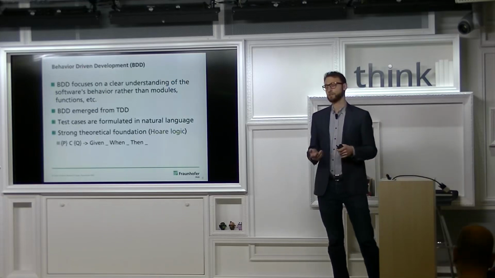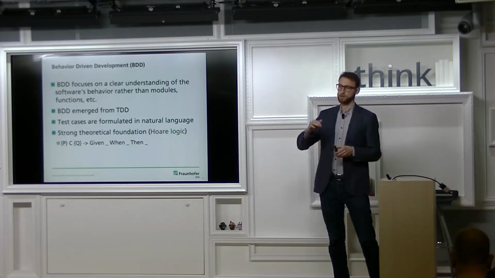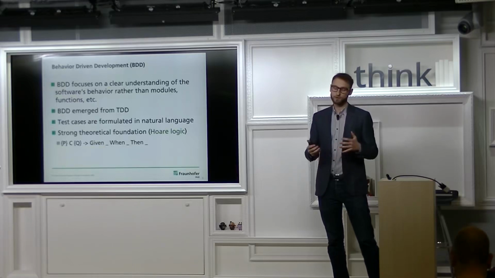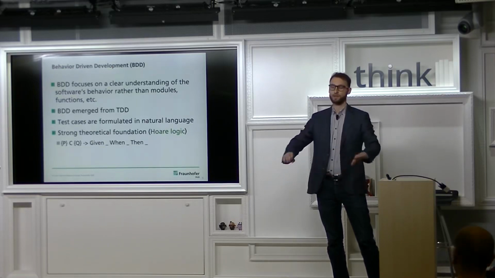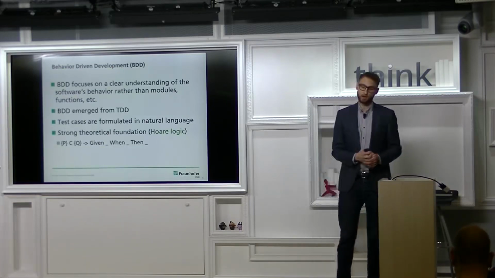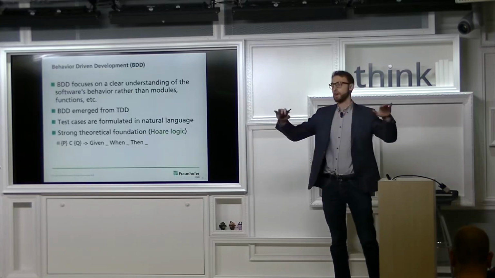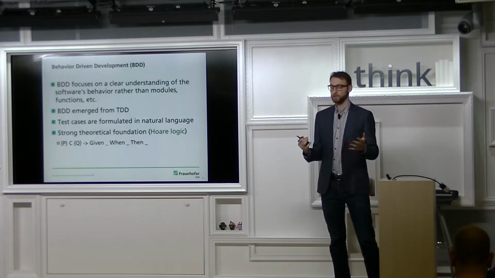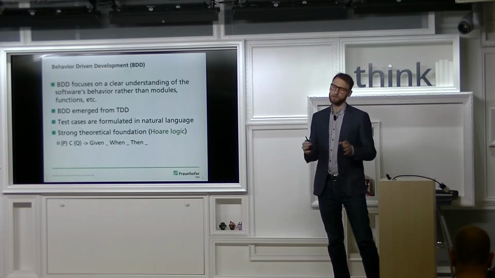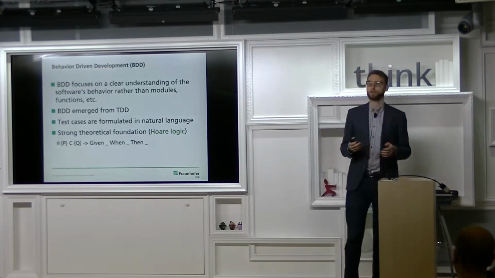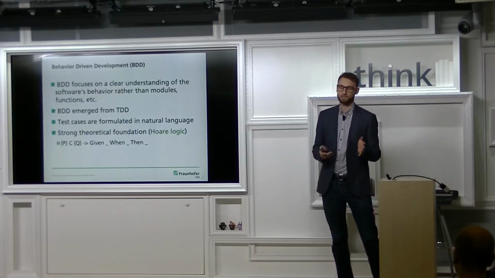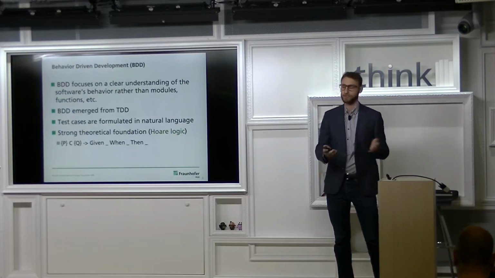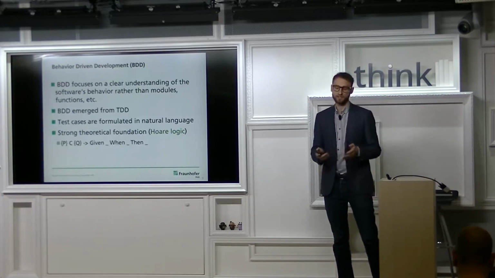Then people came up with behavior-driven development, which, in contrast to TDD, focuses more on a clear understanding of the software behavior instead of, let's say, a function level and very low level. So it's a little bit higher level, basically. BDD emerged from TDD, and half a year ago, I read on their website that they're still discussing what BDD actually is. So there's nothing like in Scrum, where they say if you don't do this, you don't do Scrum. They're not that strict. They say, if you do this, this could also be BDD.